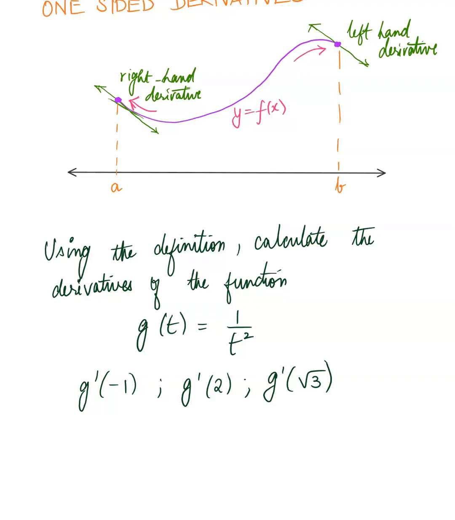Let's take a look at this problem. Using the definition, calculate the derivatives of the function g of t equals 1 over t squared, and we need to find the derivatives at these three specific points. If we were trying to find the derivative of a function at a point, then we would individually do them for each point. But now that we know that we can find the derivative of the entire function, we can first do that so that you get a generalized template for that derivative. And then for each specific point, we can plug in those points in the place of t and evaluate it. And that's going to be our approach here.